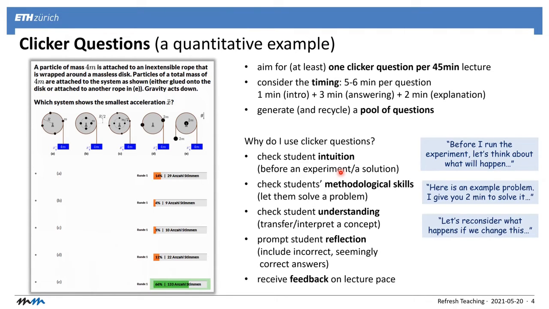So now that we've solved this problem, let's try what happens if we change it in the following way, and then let them answer. One thing I like to do is prompt student reflection by giving them incorrect but seemingly correct answers. So every now and then I have clicker questions where one of the answers looks like this is the perfect answer and 90% click them, but that's the wrong answer. And that's great because then you can go in and say, oh no, you all got it wrong, I'm so sorry. Of course, that's fake.